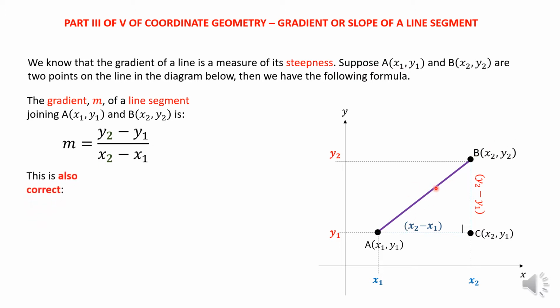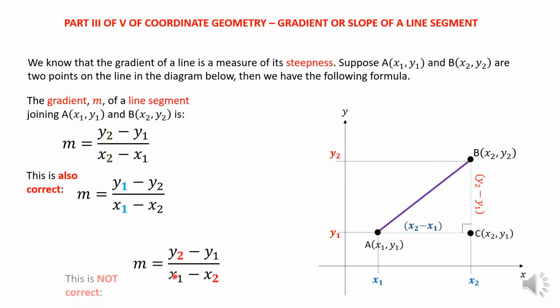Alright, so you can also swap around. You can say y sub 1 minus y sub 2 over x sub 1 minus x sub 2. But you may not swap the coordinates around like this. Okay, in this case, it will not be correct. So when we are referring to the gradient, we're talking about that steepness, and we're going to use that to do a few questions and solve them.